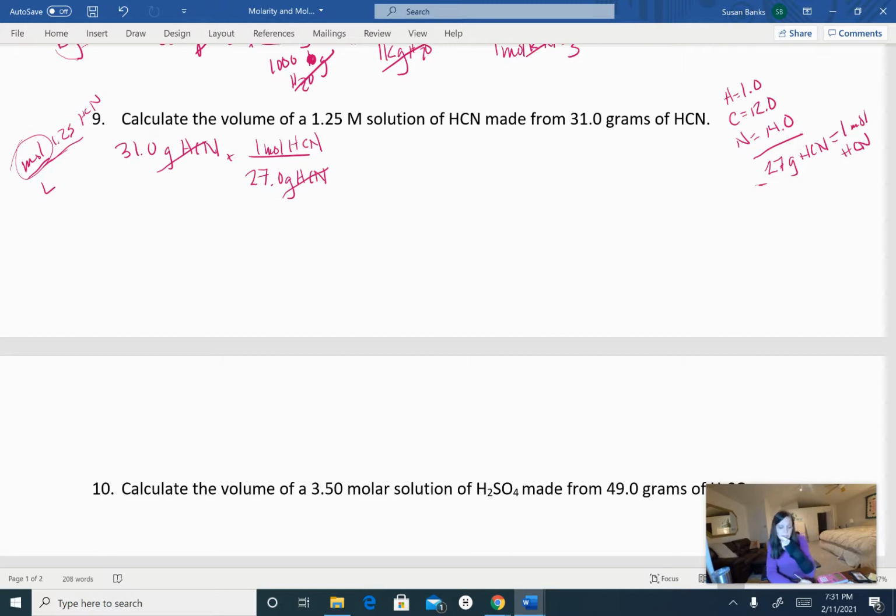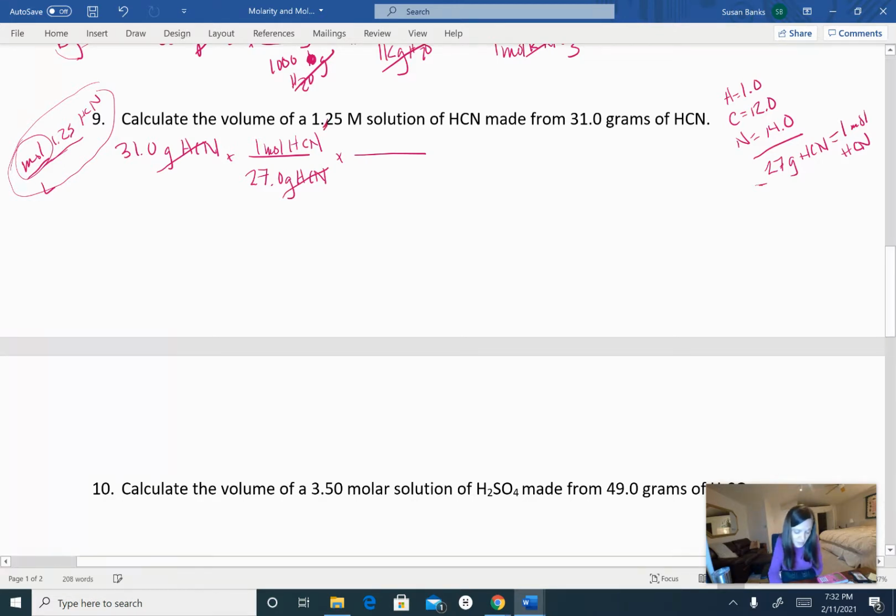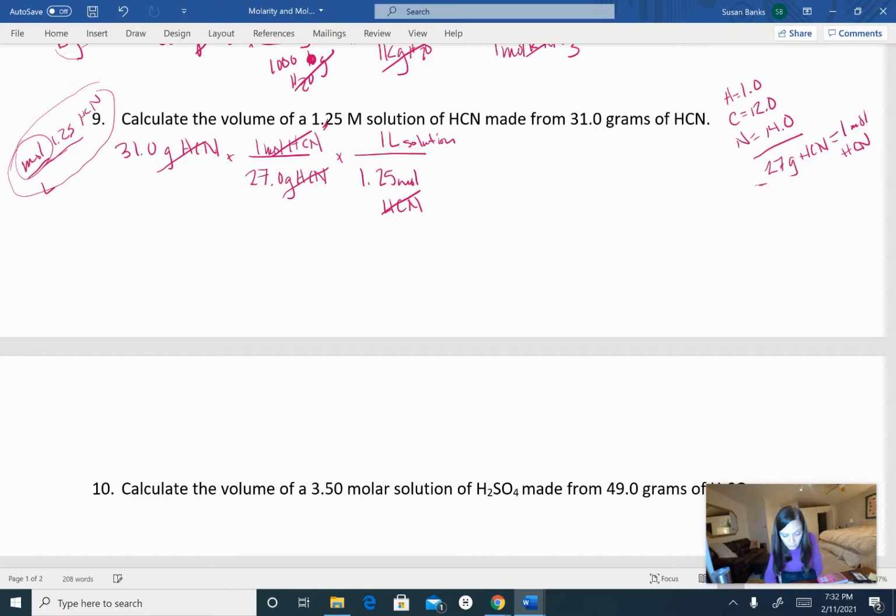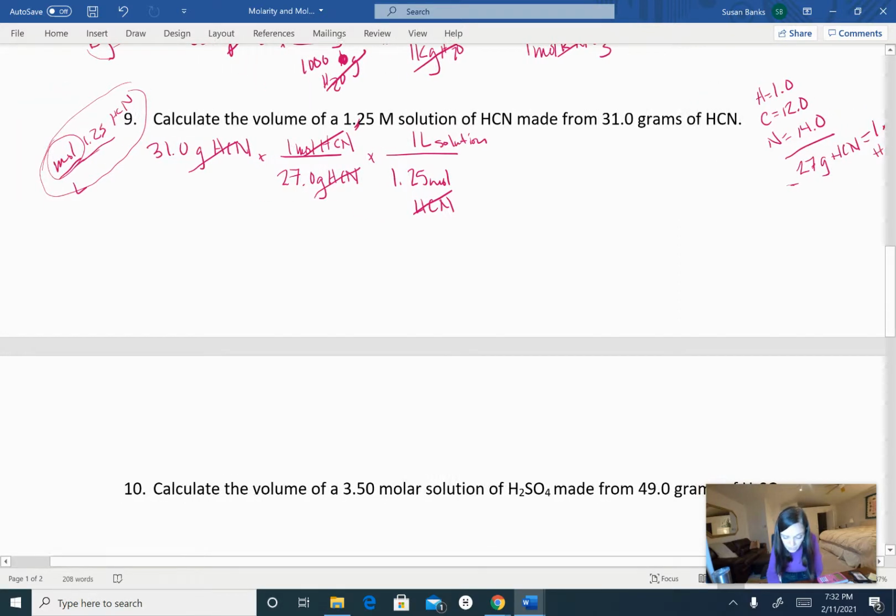Now I want my moles to cancel out, so I'm going to use this concentration ratio to cancel out my moles. To cancel out my moles, that means my moles are going to have to go on the bottom, because right now they're on the top, right? They're right here on the top. So I'm going to put 1.25 moles of cyanic acid in 1 liter of solution. So my moles of cyanic acid cancel out, and I'm left with liters, which is what I want.